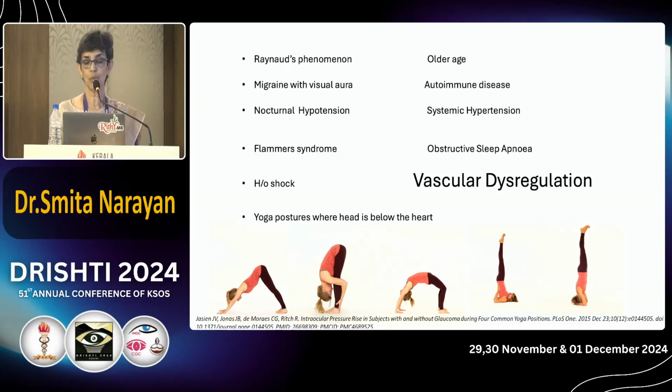We know that not only the Shirshasana, but there are plenty of other asanas which if held for a sufficient amount of time can cause this kind of situation which is conducive for normal tension glaucoma. With the spouse, we can ask about history of cold, clammy hands, which indicates Raynaud's phenomenon. We can ask about obstructive sleep apnea, which is shown by the snoring pattern of sleeping.